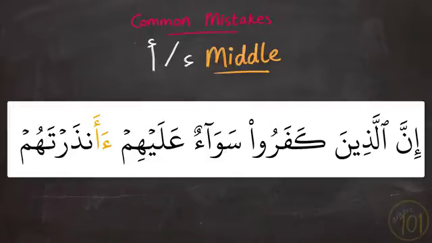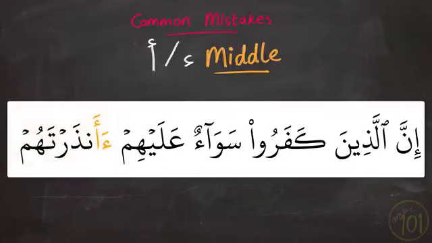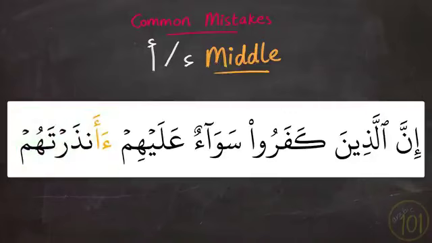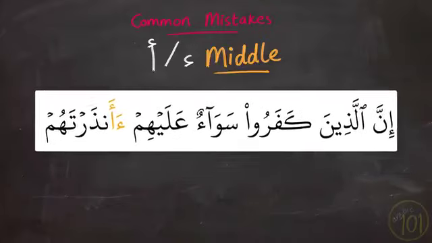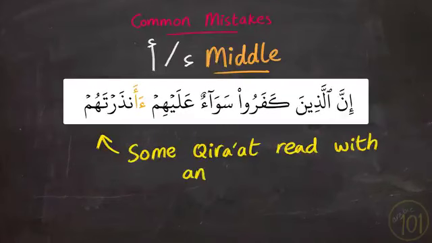إِنَّ الَّذِينَ كَفَرُوا سَوَاءٌ عَلَيْهِمْ أَنذَرْتَهُمْ. So you should show both hamzas and say سَوَاءٌ عَلَيْهِمْ أَأَنذَرْتَهُمْ. And here you might be thinking, but there are some other qira'at that actually skip one of the hamzas and they don't pronounce every single hamza.